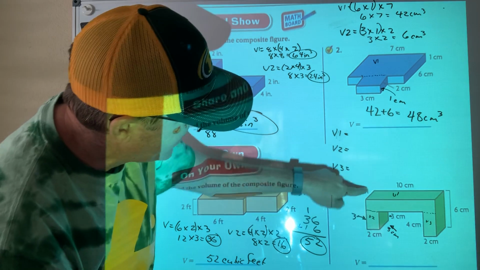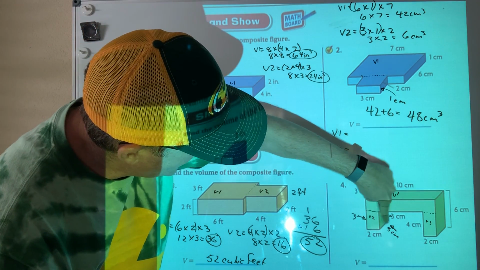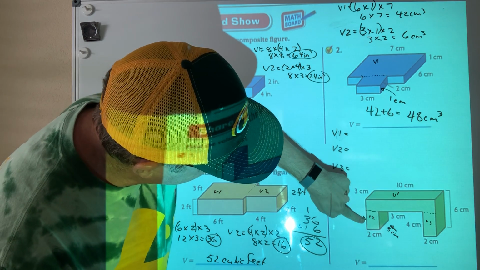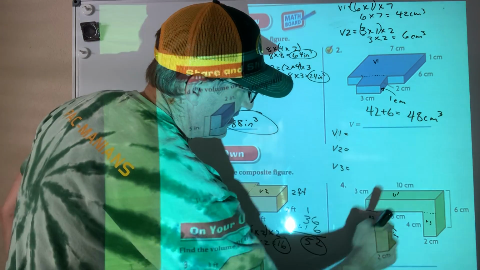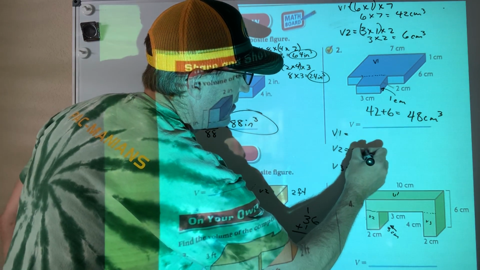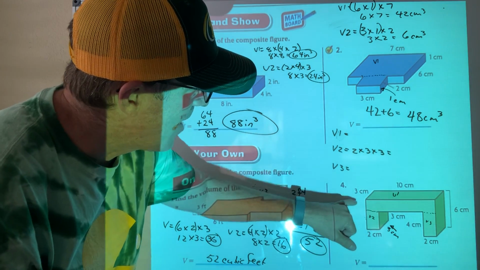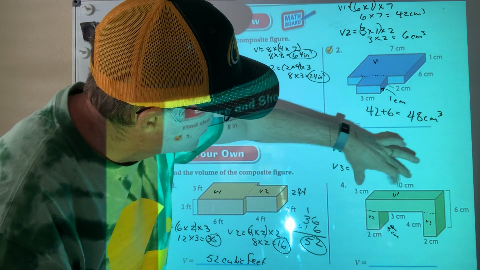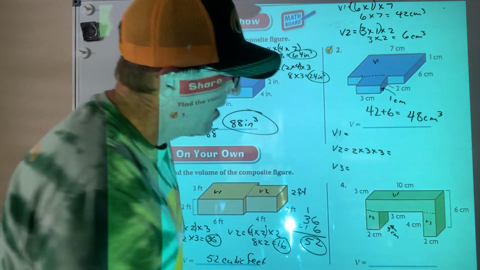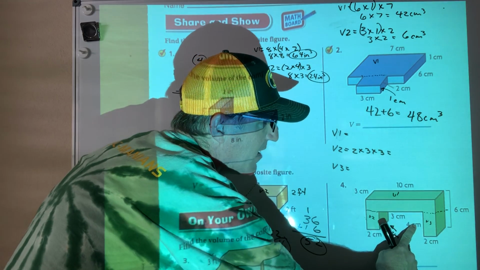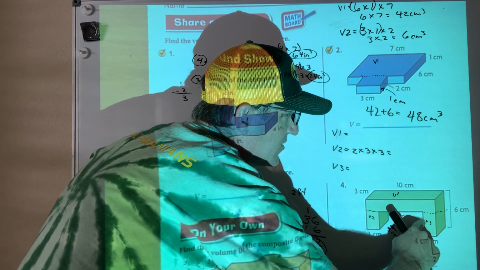They gave me this 3. That's my edge, so I know that's how wide it is. It comes from here. I just wrote that 3 there because it's right there. It's kind of hard to see. Okay, so this is 2 times 3 times 3. All right. And my top one, it's 3 times 10, right? And I'm gonna draw my little line all the way across here. This 4 centimeters goes up to there, right? So if this is 4, then this must be what?